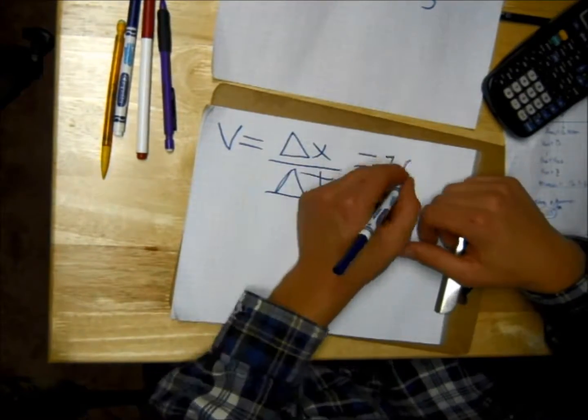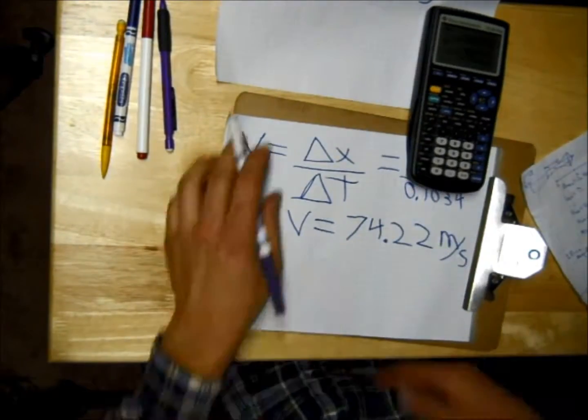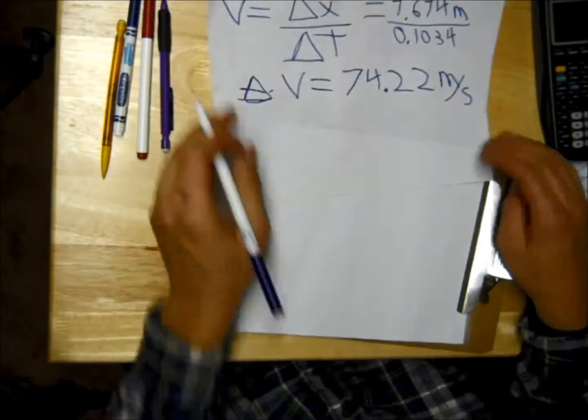We are then going to use this and the known horizontal displacement to calculate the velocity. The velocity of the bolt after the power stroke is 74.22 meters per second.